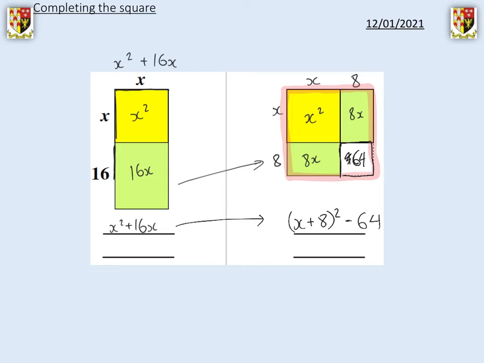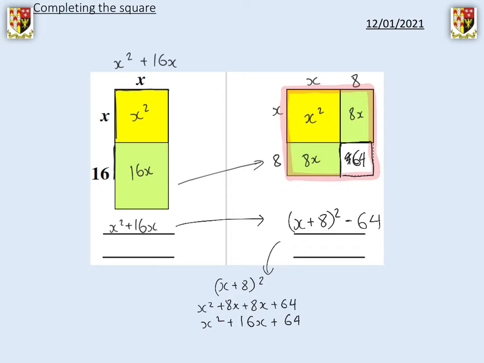And if you really wanted to double check it, I could actually expand what I have here. x plus 8 all squared. If I expanded that, x times x is x squared, x times 8 is 8x, x times 8 again will be 8x, and 8 times 8 is 64. So altogether that would be x squared plus 16x plus 64.